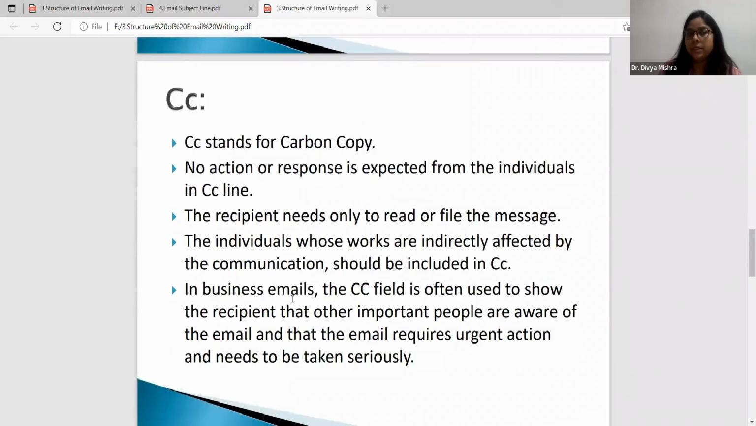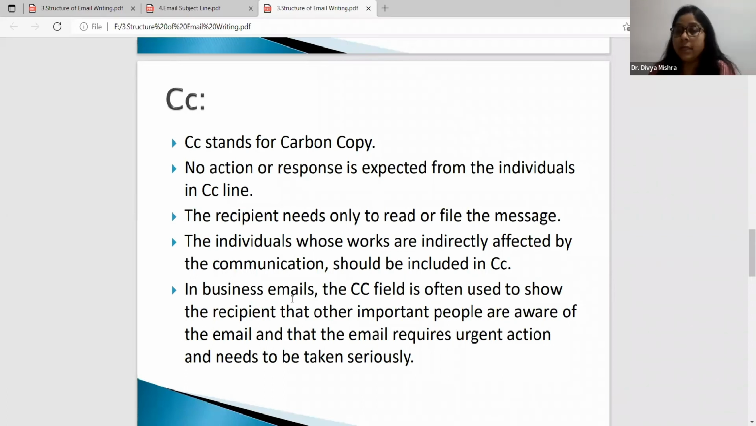And then CC. CC stands for carbon copy, as Muhammad Ali already told me. No action or response is expected from the individuals in the CC line. This is a very important line. In future, if you receive any message where you are in CC, you're not supposed to take any action, or you're not supposed to send any response to that email.